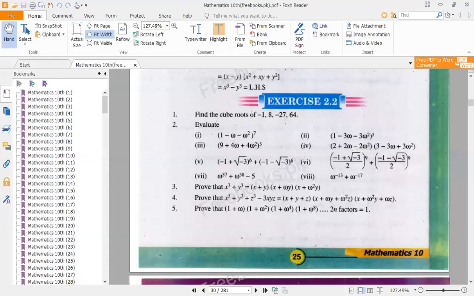The second part I have done for you. The remaining I ask you to do on your own. Similarly, question number 2, evaluate these parts. These are very small, and from the examination point of view, this exercise is a very important exercise, as I discussed with you earlier. So question number 2 is already done.